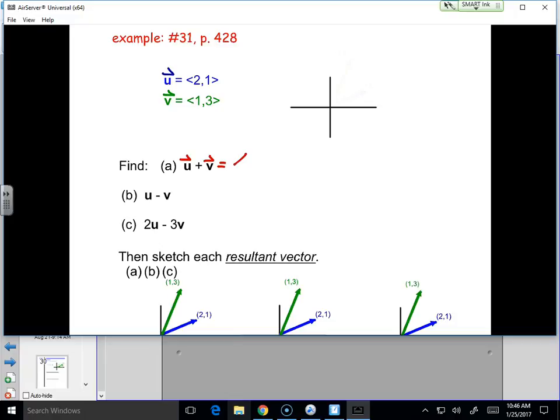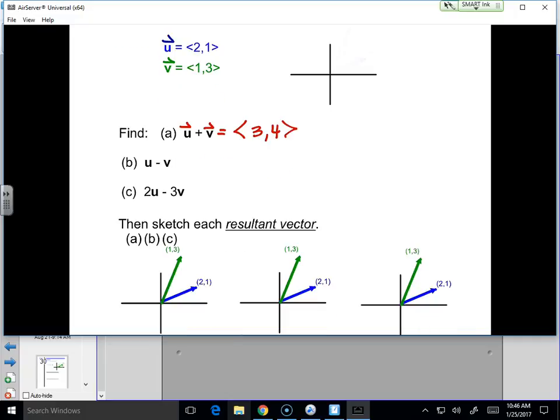Question. What's the component form of u plus v? 3 plus 3, 4. Doesn't that make sense? Add the horizontal, add the vertical. Yes, it really is that easy. When you go to do the difference, does it behave any differently? No, you just do it again. 2 minus 1 is 1, minus 3 is. Do you have the components? That's not bad, right?